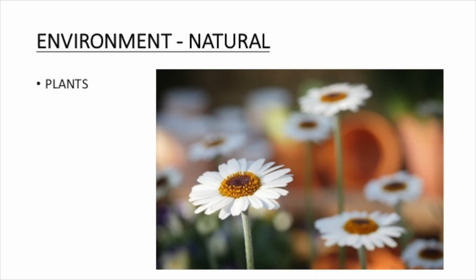Another type, plants. Plants grow out of the ground. We've already seen soil. Plants are an example of natural environment. Earlier, we've seen soil. And where do plants grow from? Soil, yes. The plants grow out of the soil. So another example of natural environment.